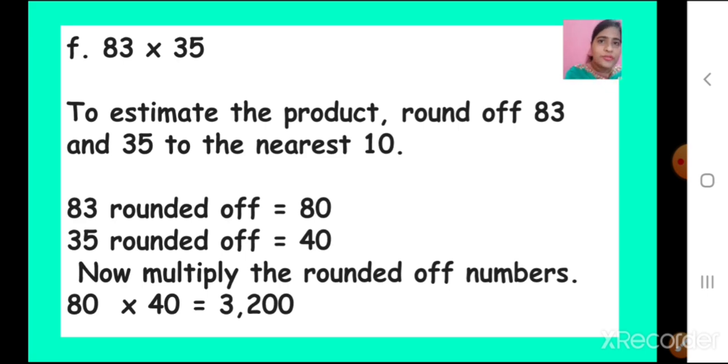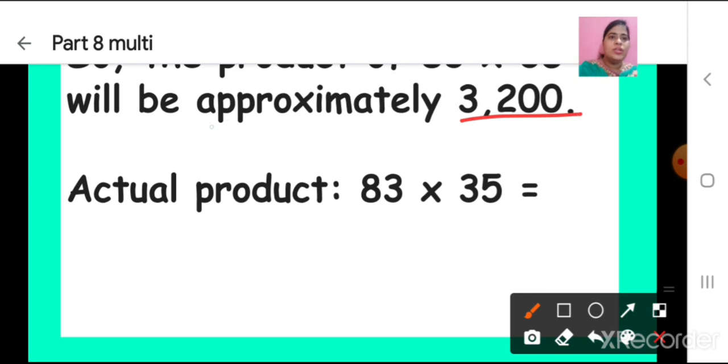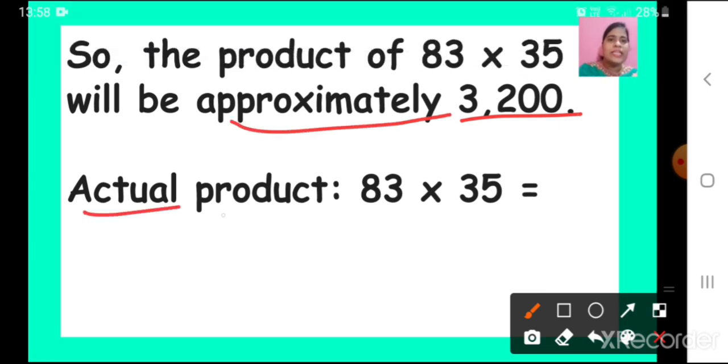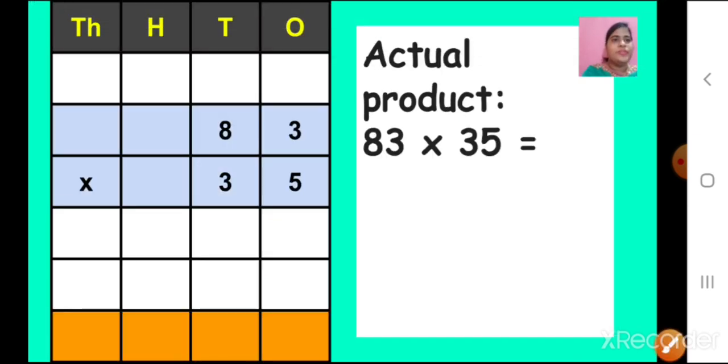Now we also have to find the actual product. So the product of 83 into 35 will be approximately 3200. Let us also find the actual product. For finding the actual product, we have to multiply, normal multiplication. We have to draw the columns and write the numbers in their proper place. Children, let us multiply together.